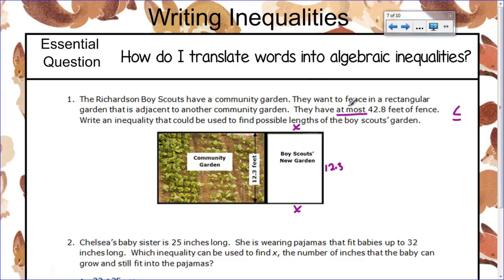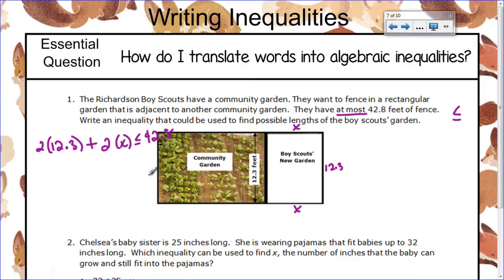And so to figure out possible lengths of the Boy Scouts garden, what possible numbers could go here, I'm going to need an inequality. Well, I need a perimeter. It's a perimeter question because I'm going around the garden with a fence. So I have to add up all these sides. Well, we did this yesterday. I have to do the 12.3, I'm going to write it over here 2 times. And then I have to do the x 2 times because there's 2 of them. And it has to be less than or equal to 42.8.